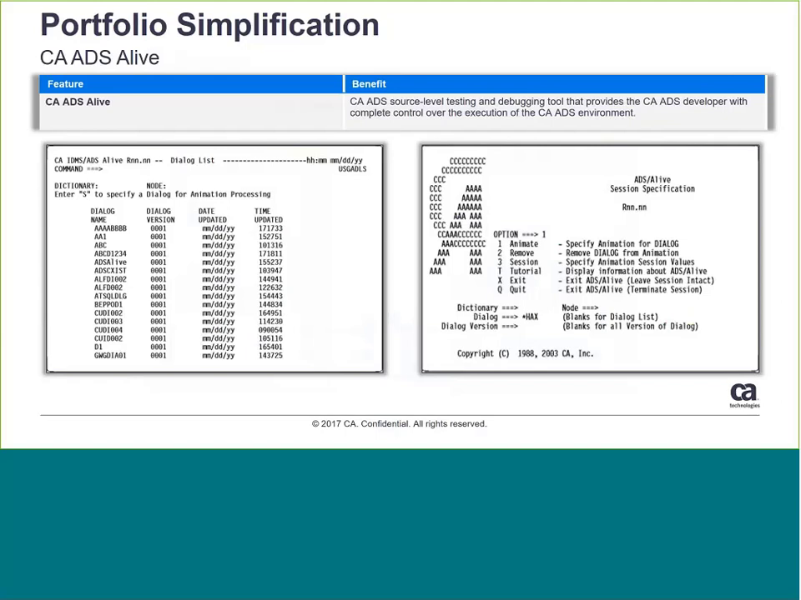Okay, some of the other things that we have that can help: we've got a number of products that were originally part of what we call the IDMS tools, and one of these is Ads Alive. Ads Alive is a source level debugger for ADS code. It lets you debug dialogs. It has an animation mode where it will step through the statements at a specific pace. You can set breakpoints. So it is a really helpful way to do online debugging of ADS applications. Next slide.